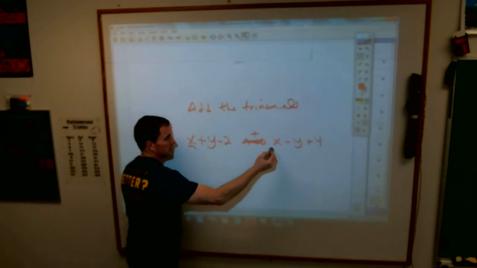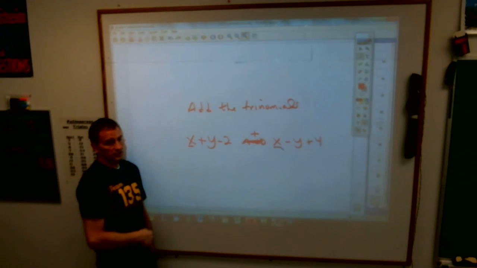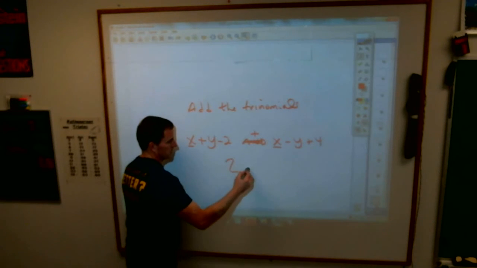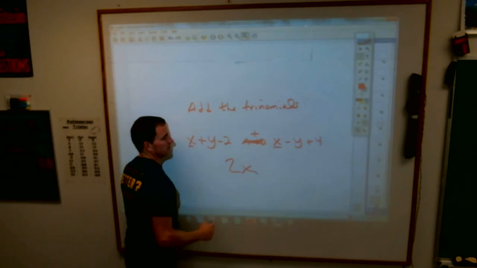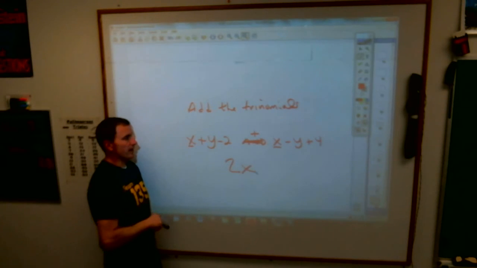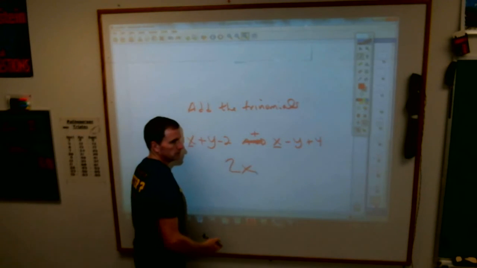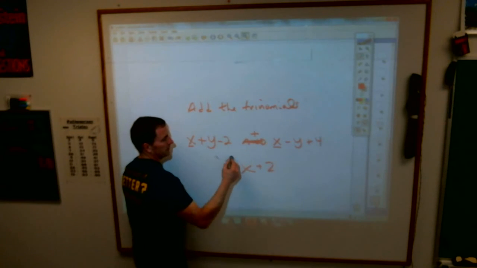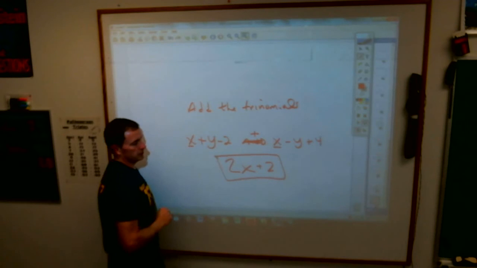Can I put this x with this x? Yes. X plus x is not x squared, that's x times x. X plus x is 2x. Y minus y, nothing, no y's. Negative 2 plus 4, 2. When you add those together, you get 2x plus 2.